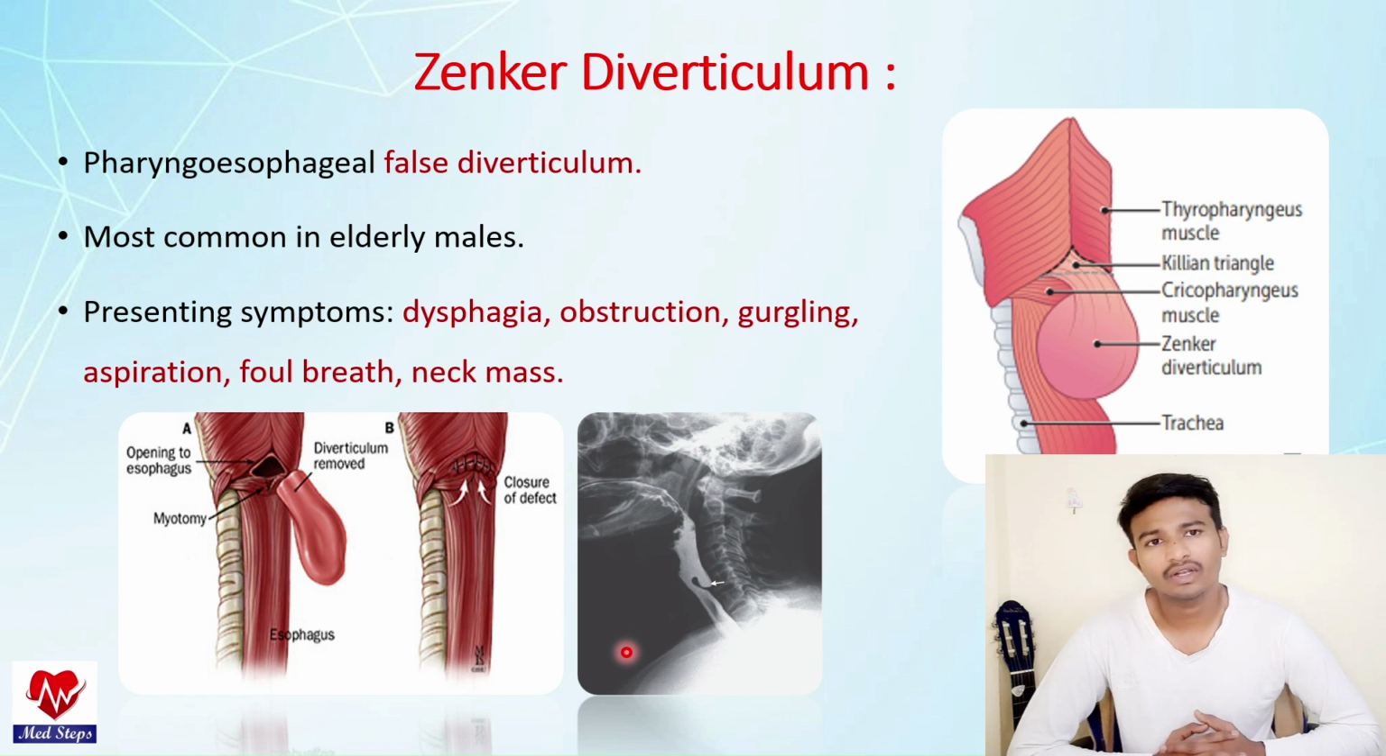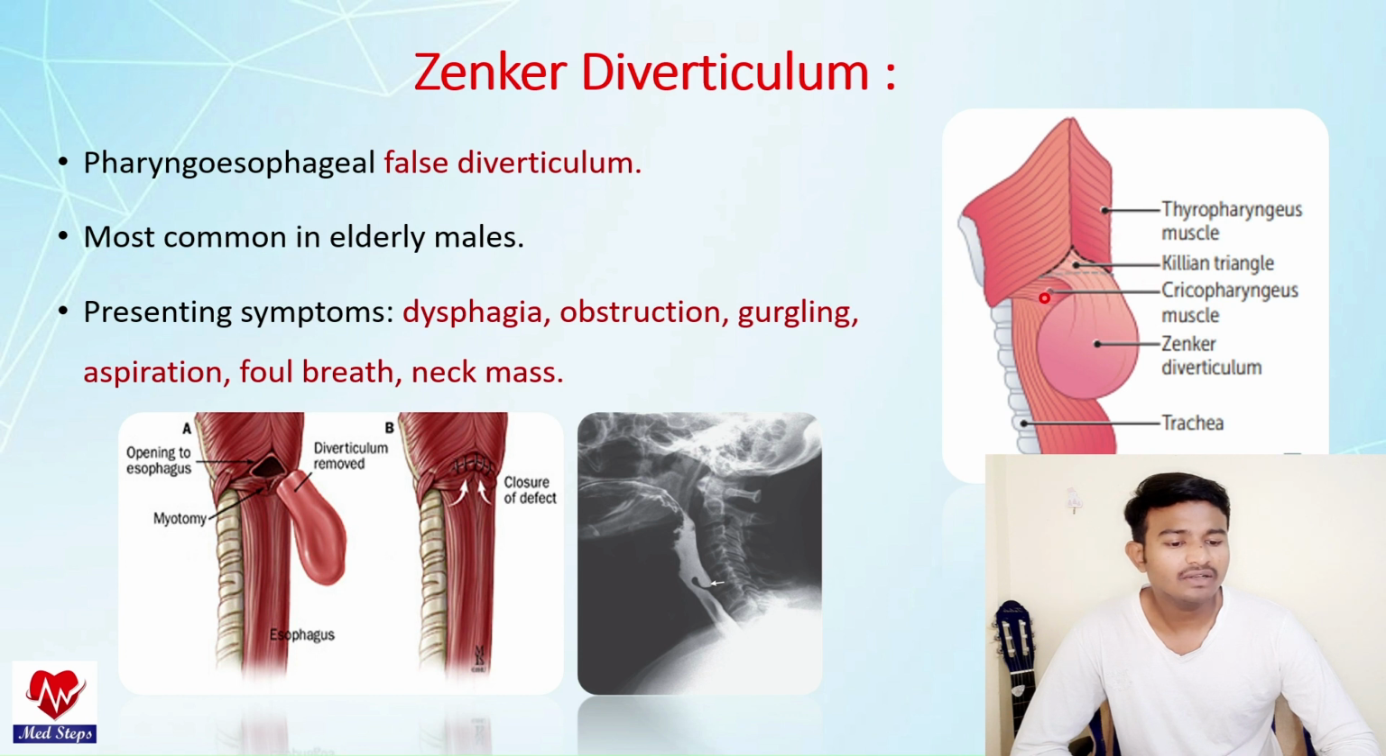This Zenker diverticulum most commonly affects elderly males. If you see this picture, you can observe the thyropharyngeus muscle and the cricopharyngeus muscle. In the superior part, the thyropharyngeus has an oblique muscle layer, and in the cricopharyngeus muscle you will get a transverse layer.